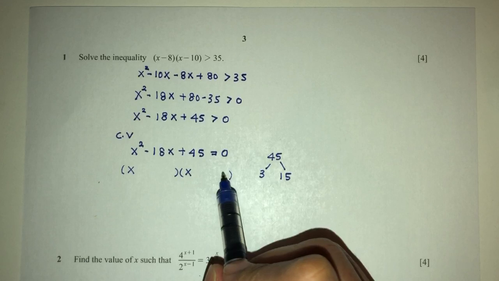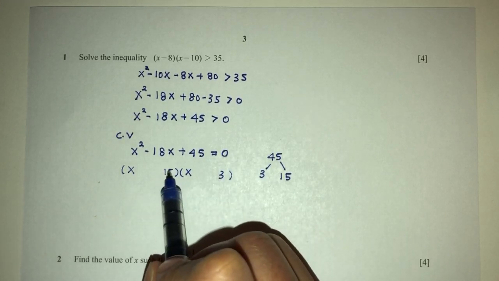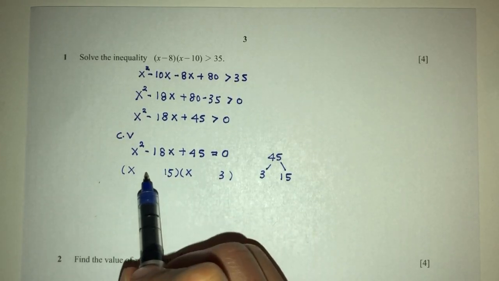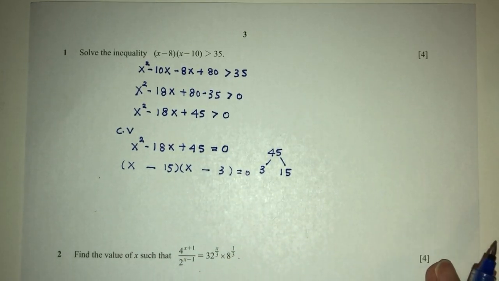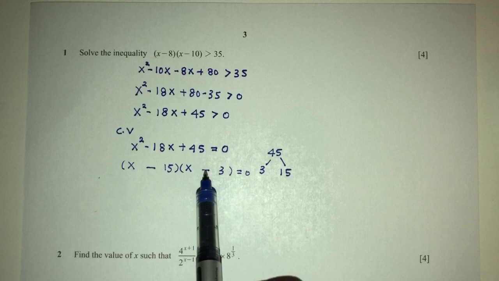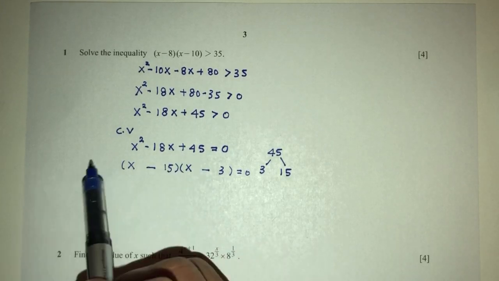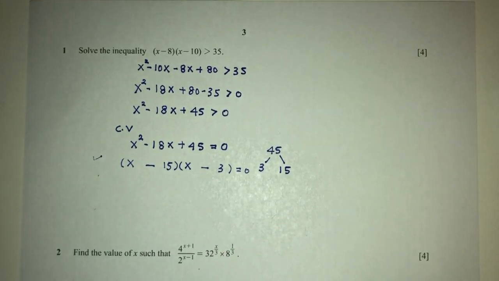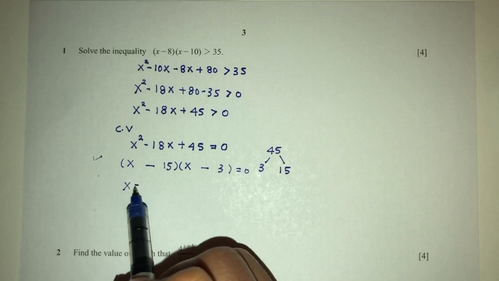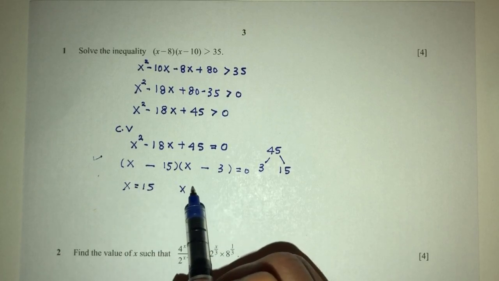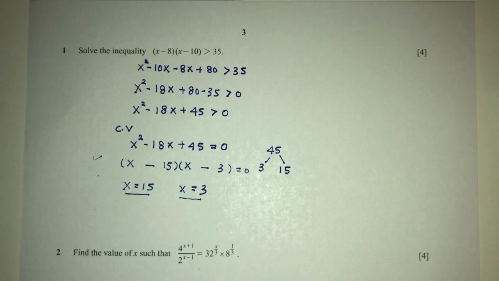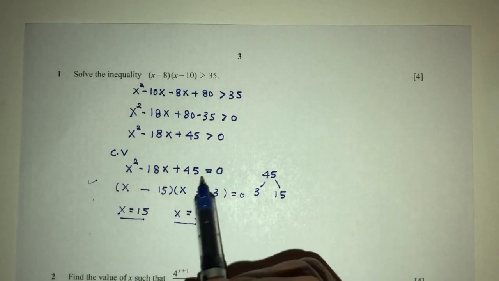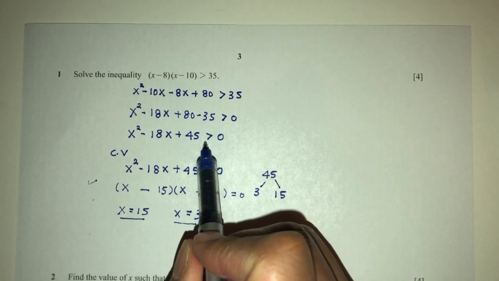So in that case, I can just put 3 here and 15 here. To get minus 18, we have to have minus 15 and minus 3 to get minus 18. Now we check. Minus times minus is plus, and here we have plus, so this is good factorization. Now solve, x will be 15, x will be 3. Now these two are called the critical values. So these are not your answer because here it is equal, but we want more than 0.